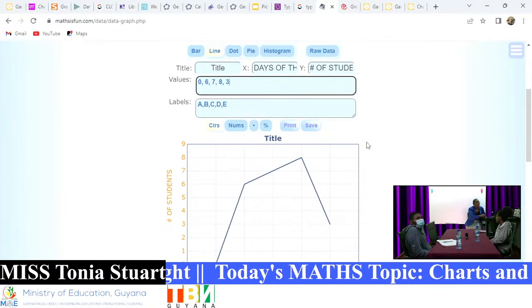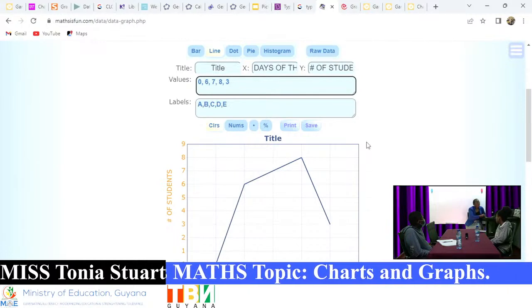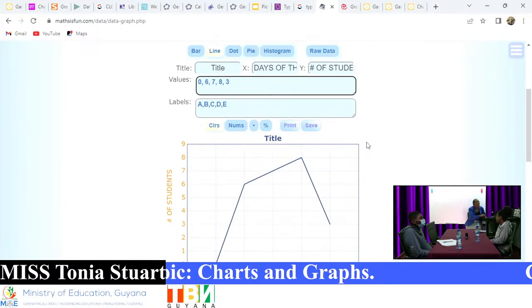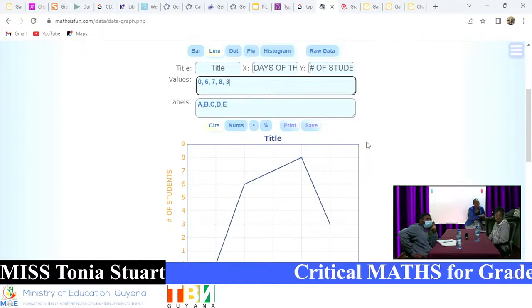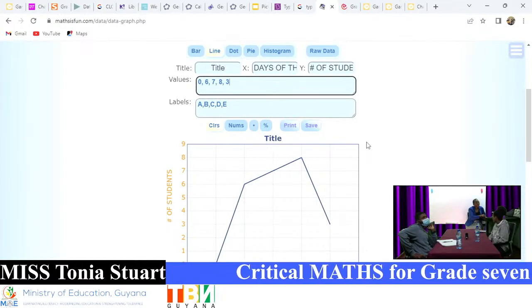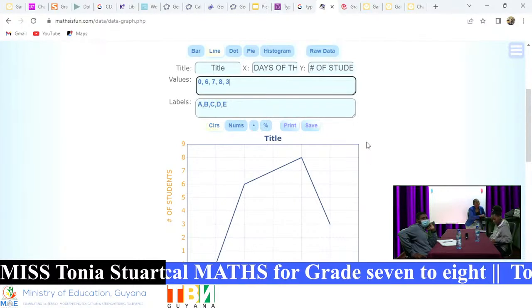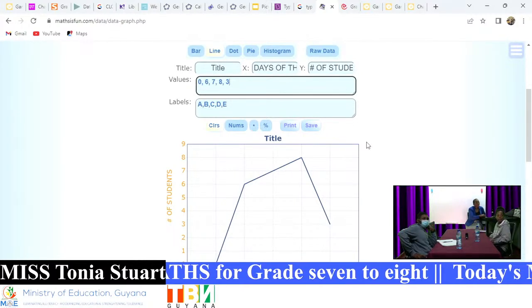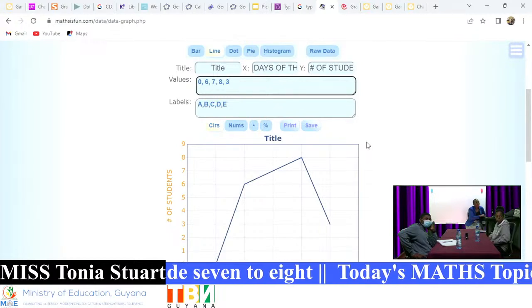What happened on Monday? No students came. No students came to school. What happened between Monday to Thursday? 6 students came. Okay. So what's the key? Look at the graph itself. What happened between Monday and Thursday?